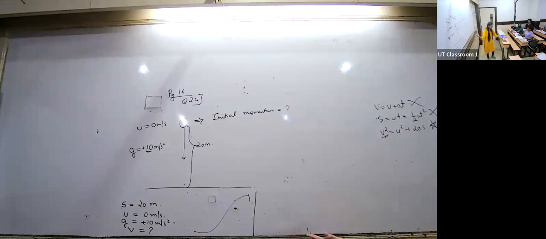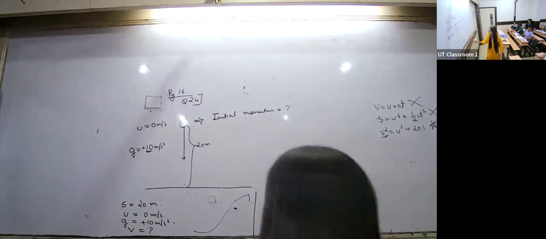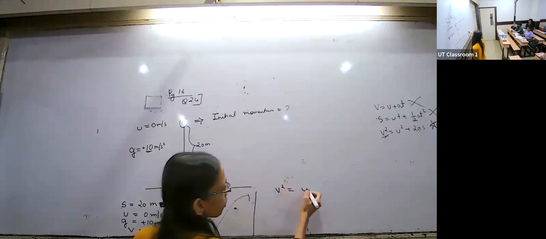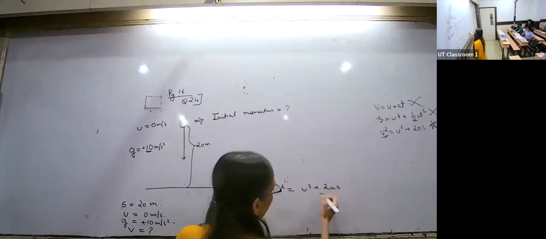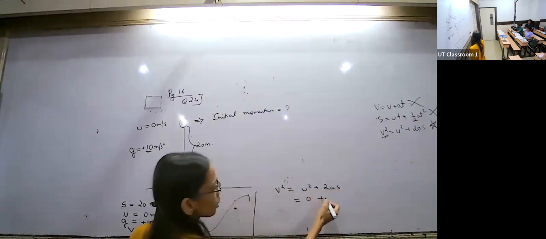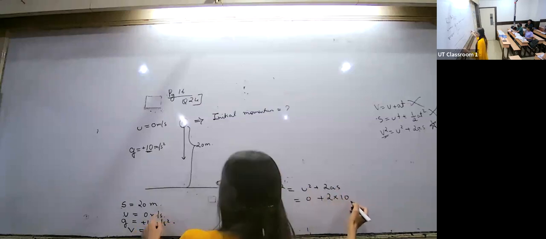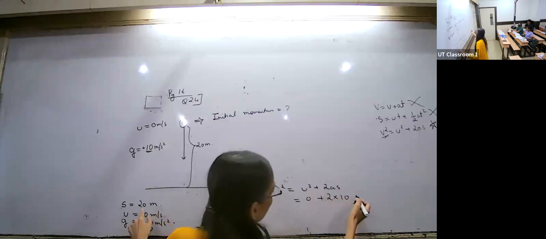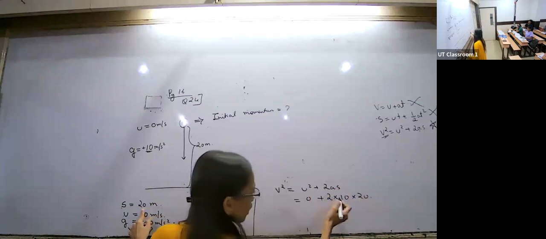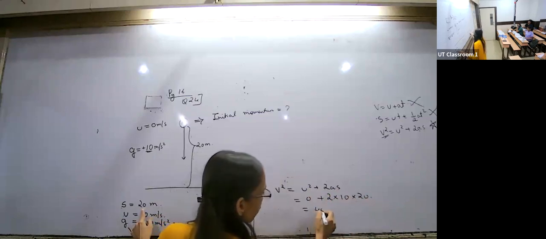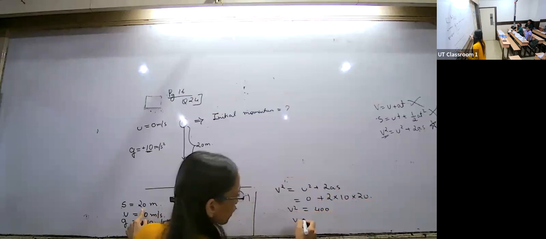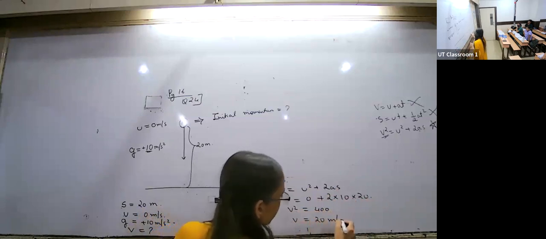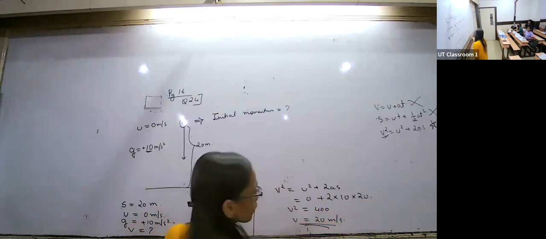Is it done? Before I finish, you should be done. Okay, so let's see. V square is equal to U square plus 2AS. U is 0, so this becomes 0. 2 into 10 because acceleration is positive, into 20. So V square is 2 into 2, this is 400. So V is what? 20 meter per second. V, 20 meter per second आ गया है.